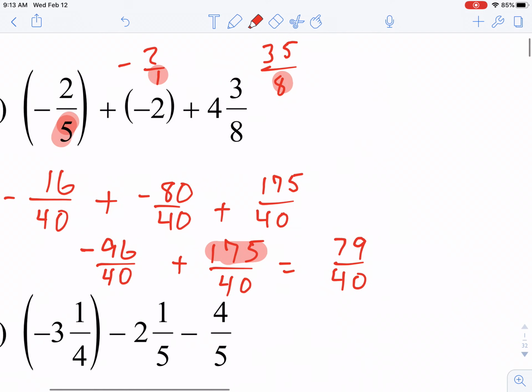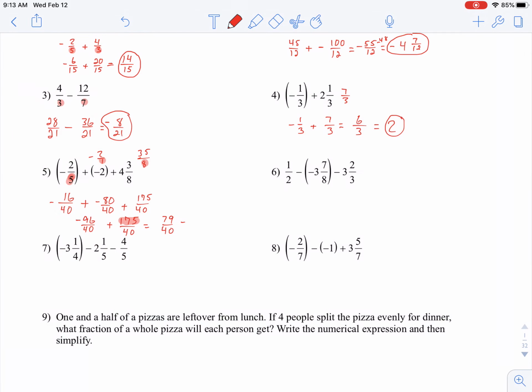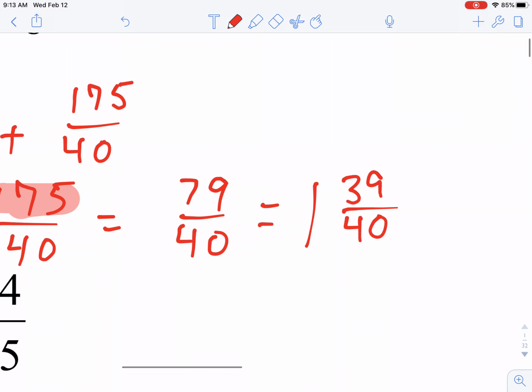We don't want to just stop there though, because 79 over 40 can actually be reduced. So you can change 79 over 40 into 1 and 39 over 40. You should check to see if 39 over 40 can be reduced further. However, it cannot, so this is going to be your final answer.